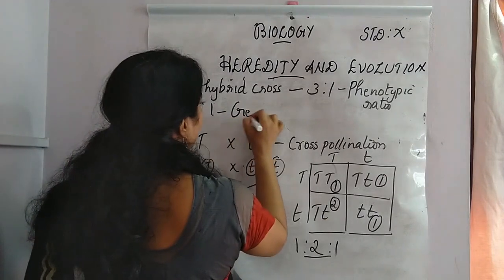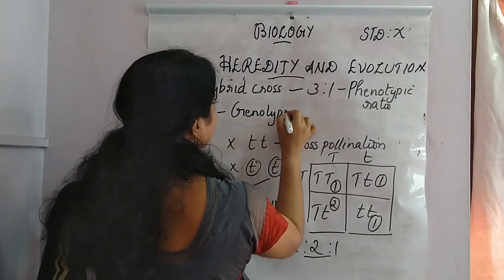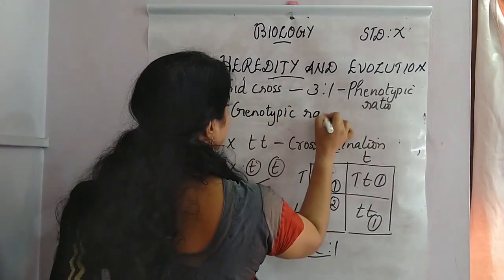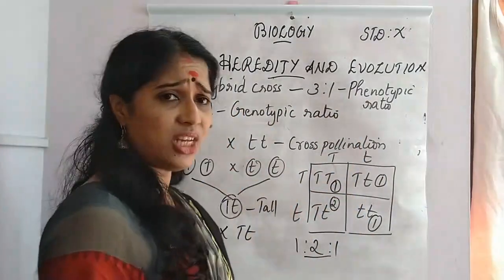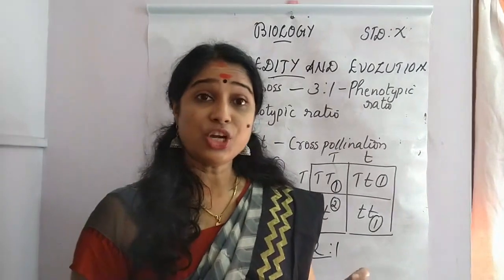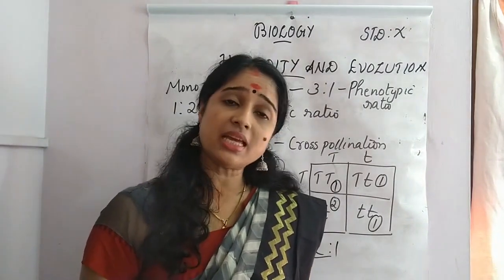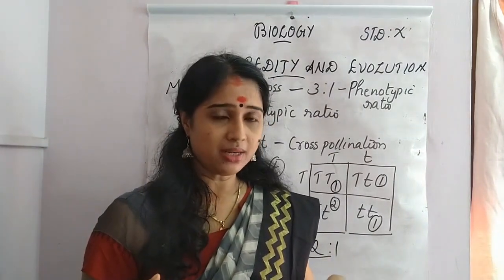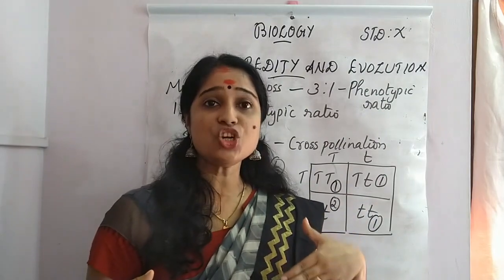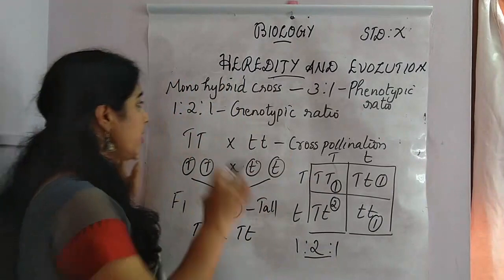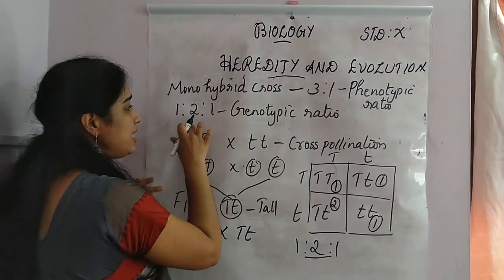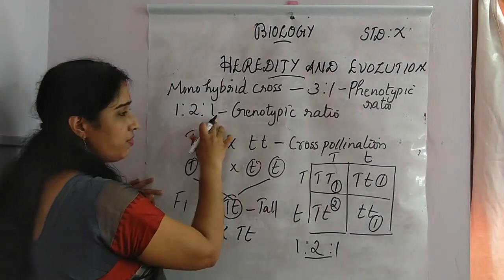1:2:1 is known as the genotypic ratio. Why is it known as the genotypic ratio? It is the ratio of the genes. What do the genes see? Inside the chromosome, right? So the internal ratio, that is the genotypic ratio, is 1:2:1. Why? 1 is pure tall, 2 is intermediate, 1 is the dwarf.